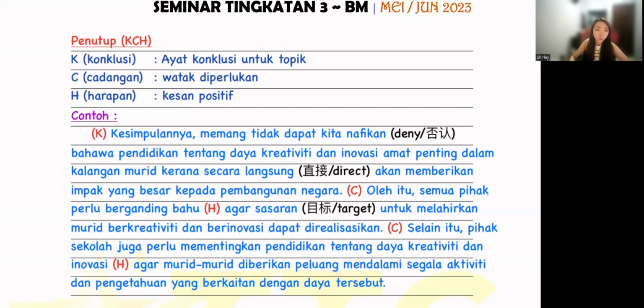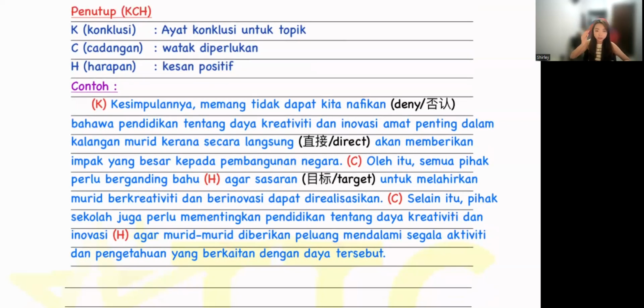Watak diperlukan. Who is the watak? Remember, I gave you the pyramid just now. Yes, you may get the watak from there. Then look at this one over here. I just wrote what? Semua pihak, everyone, they need to bekerja sama, which means berganding bahu, bekerja sama. In order to target the targets of what? Melahirkan murid berkreativiti dan berinovasi. This is your topic, remember? Dapat direalisasikan.